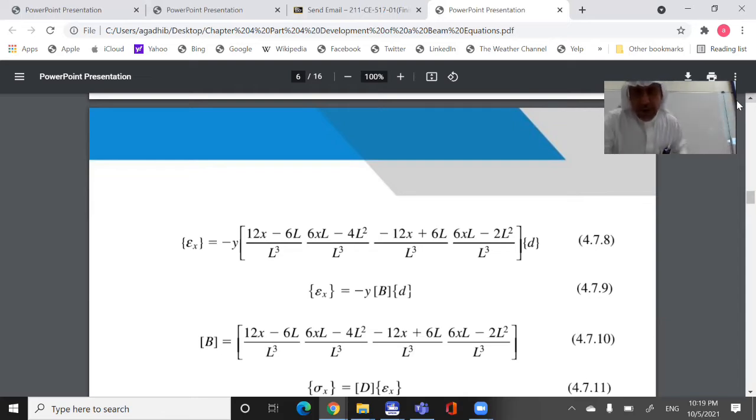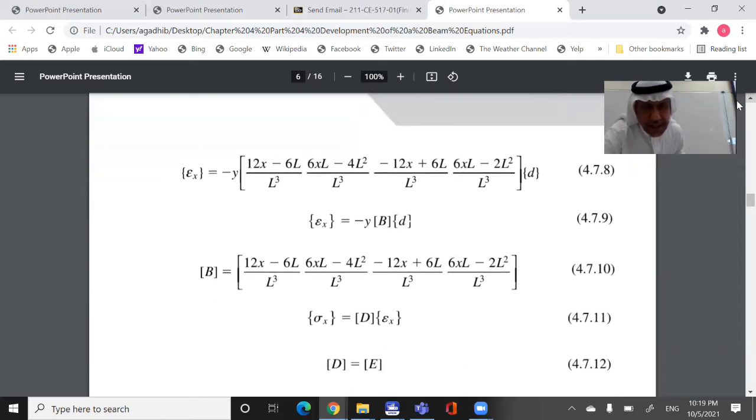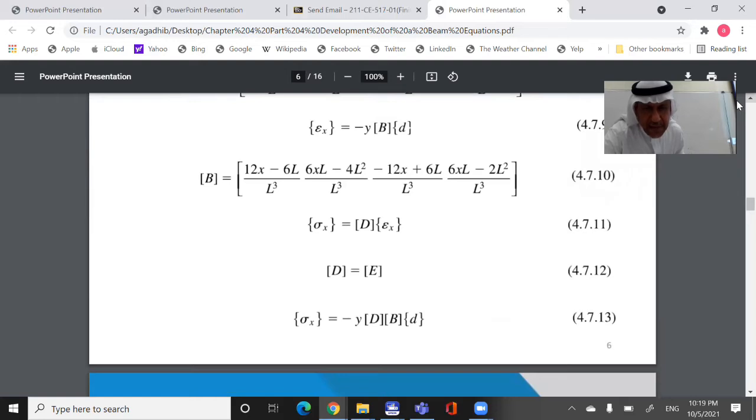Yeah. Okay. We can multiply them together, right? D is E. Even the stress. Is this okay for you? Yeah. Minus y. BD is the strain times D, which is E. So this is okay.